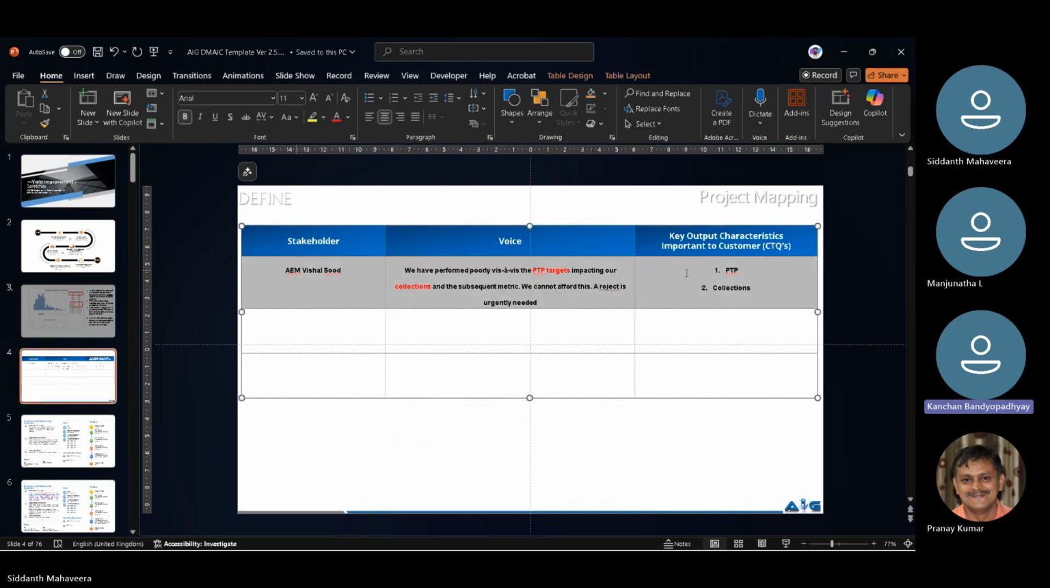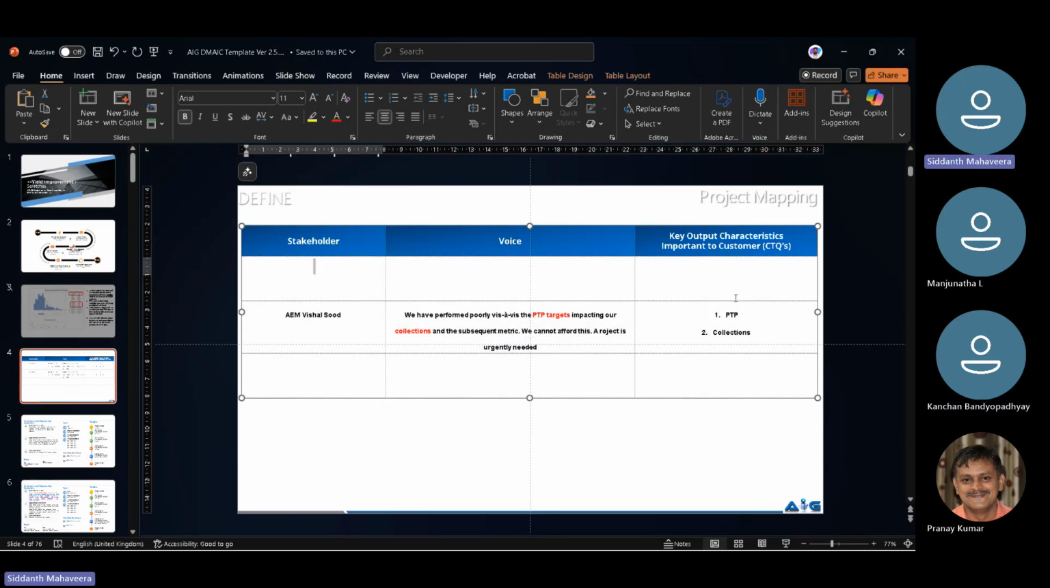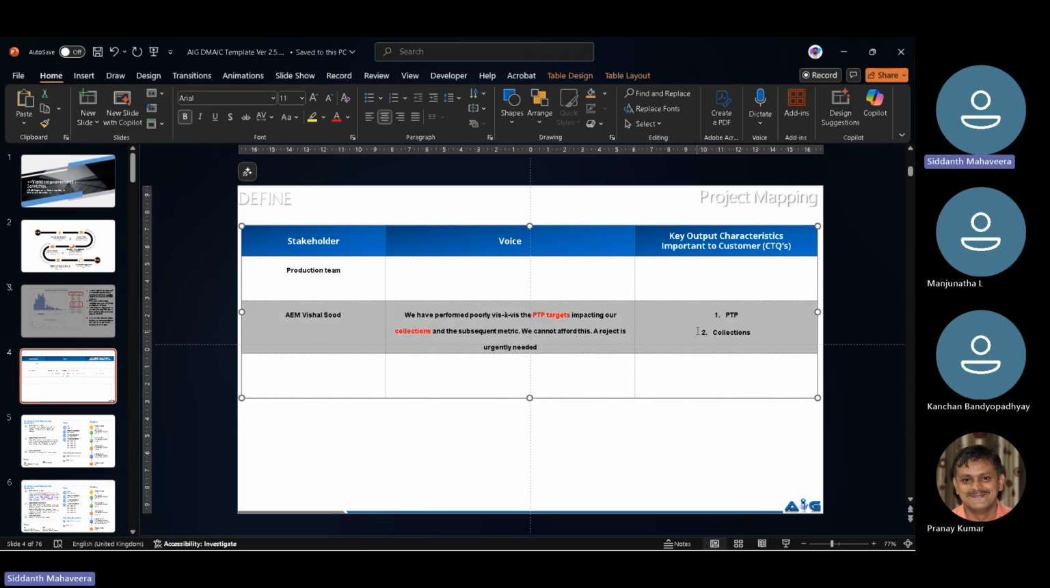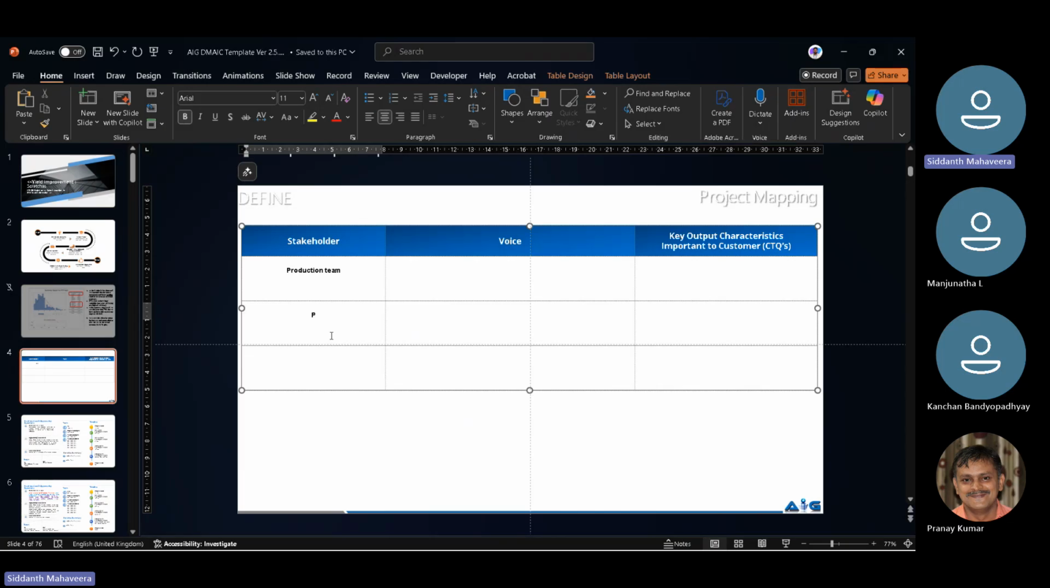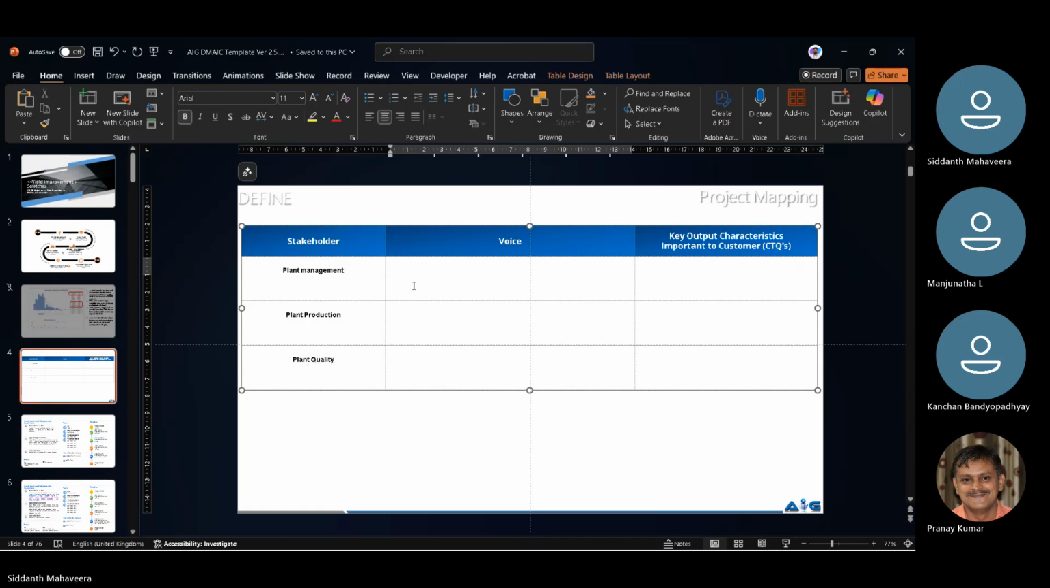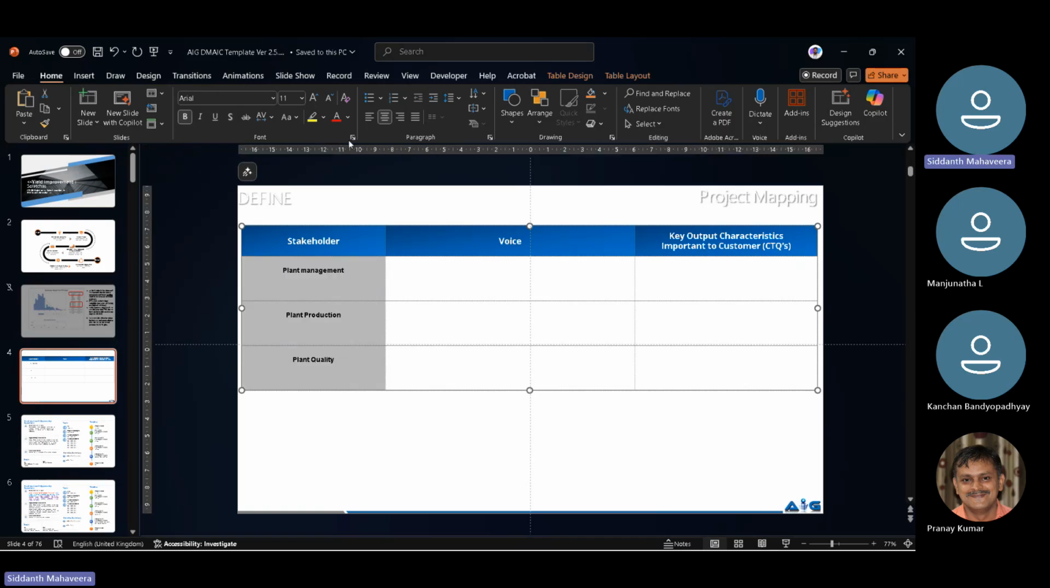Okay. So now define stakeholders. So who would be the stakeholders? Client, production team, plant. The stakeholders are basically the production team, plant, client. We can start with plant management, then we'll go to plant production, plant quality. Yeah, these are the stakeholders.